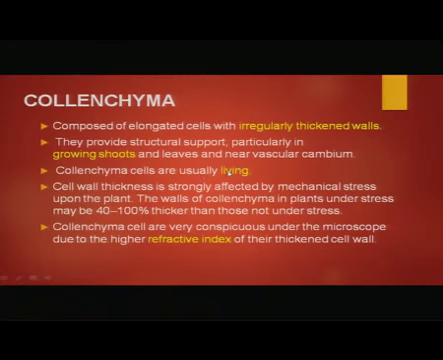So, the cells here are usually living because the cell walls are not very stiff, and the cell wall thickness is strongly affected by mechanical stress. If the plants are under mechanical stress, suppose the wind is blowing very hard at a place, then under such conditions the Collenchymatous walls will be 40 to 100% thicker than in those plants where there is no such stress. Also, Collenchyma cells can be very conspicuous under the microscope because they have a high refractive index because of their thickened cell walls.